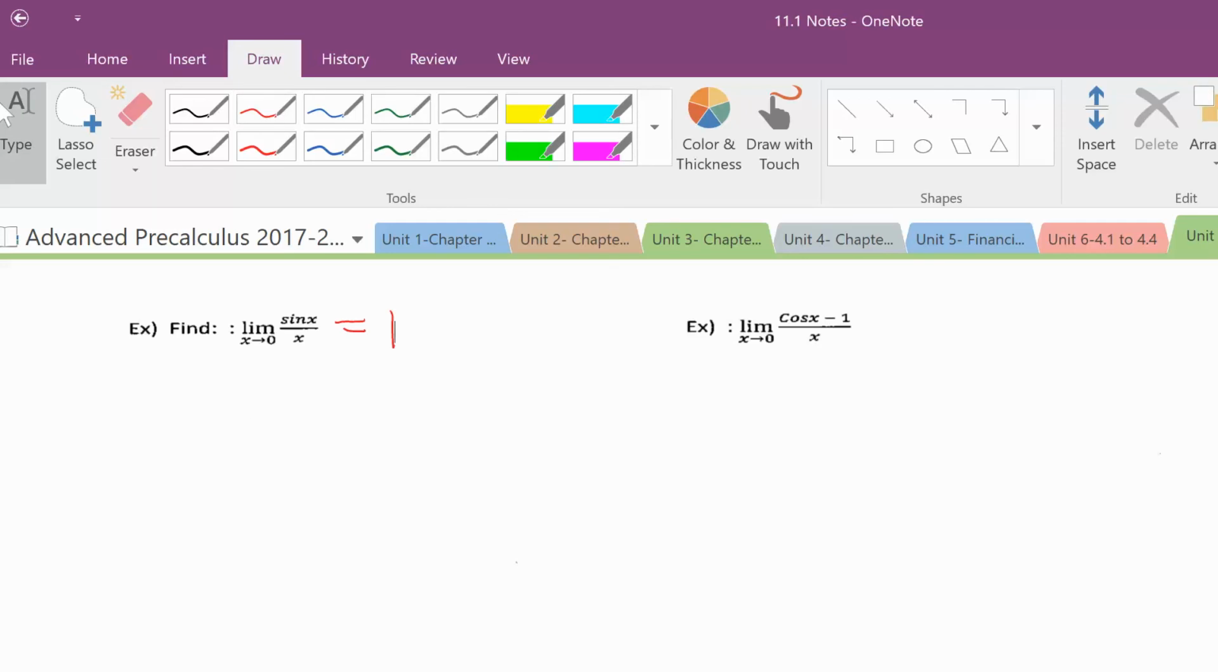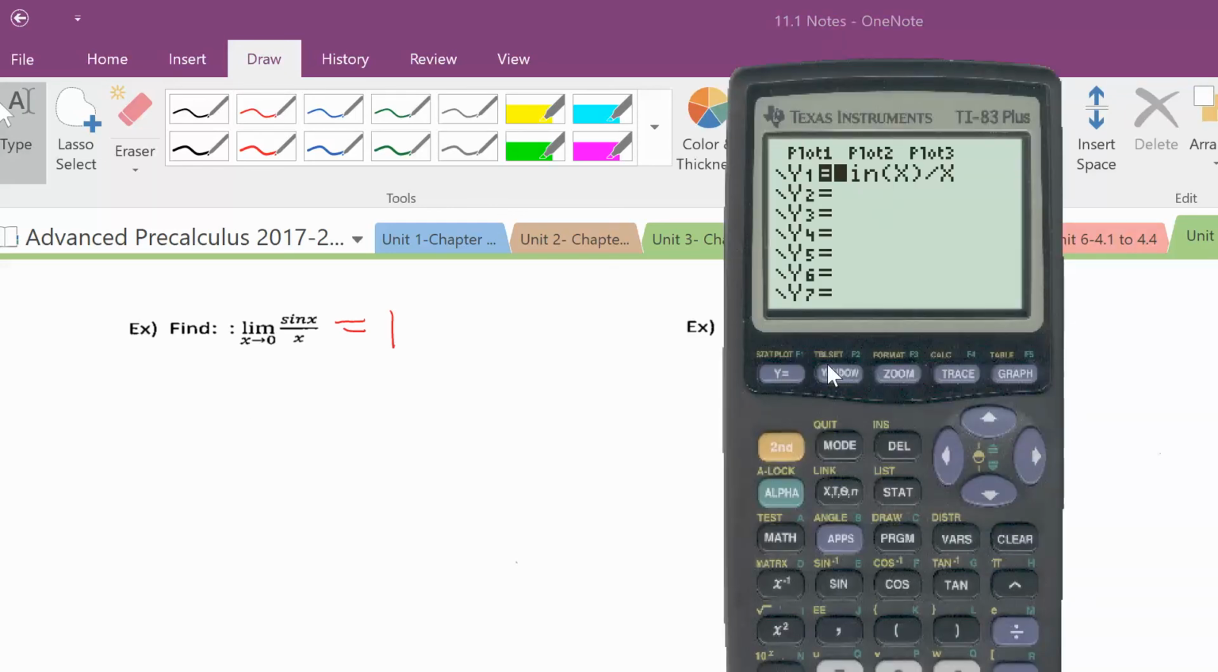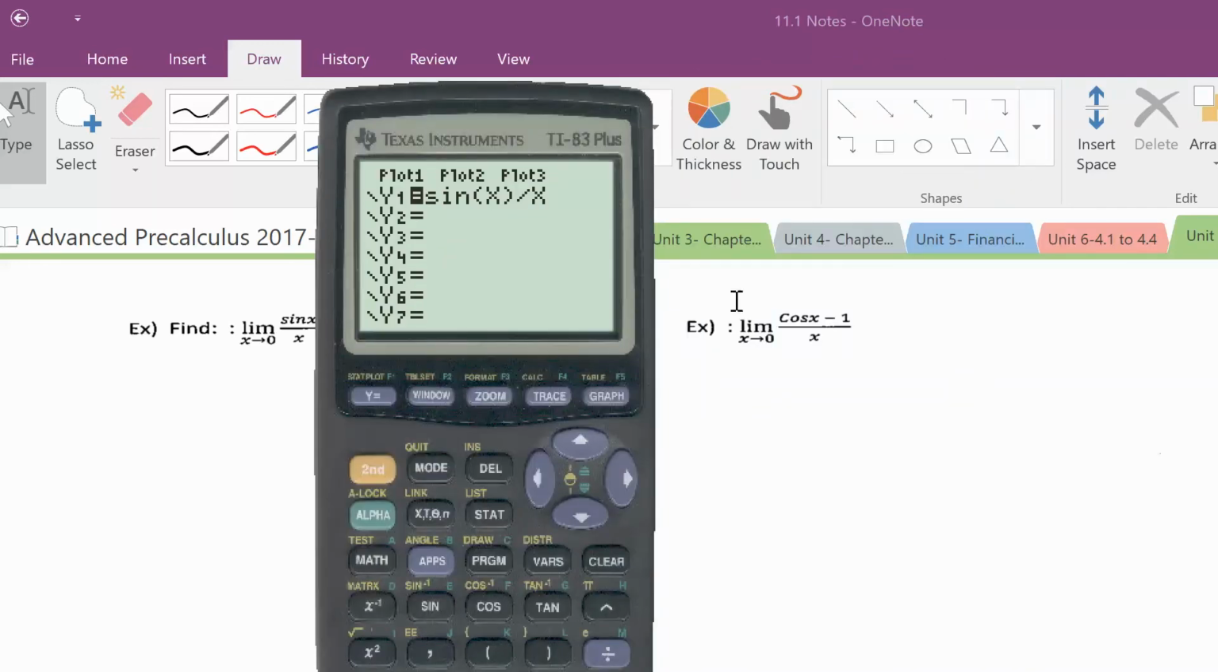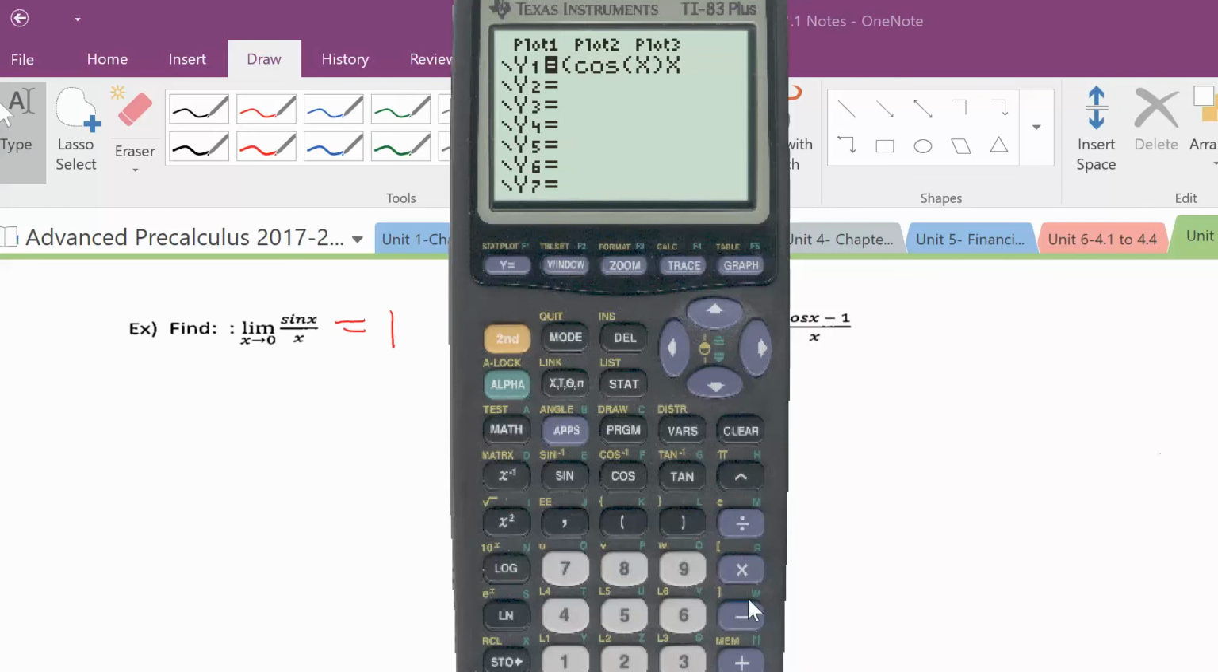We'll do the next one, cosine x minus 1 over x. So notice one thing is we have an expression in the numerator, so we have to put it in parentheses, cosine x, and then minus 1, like that, and then divide it by x.